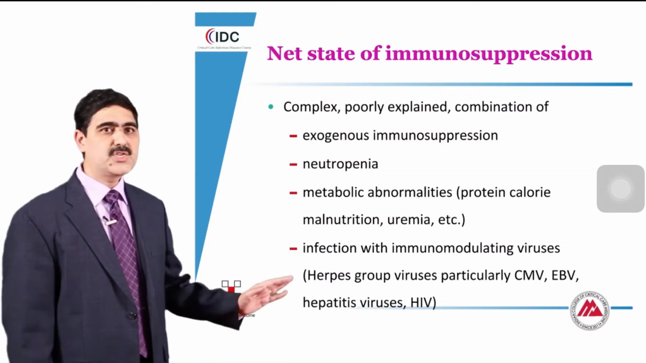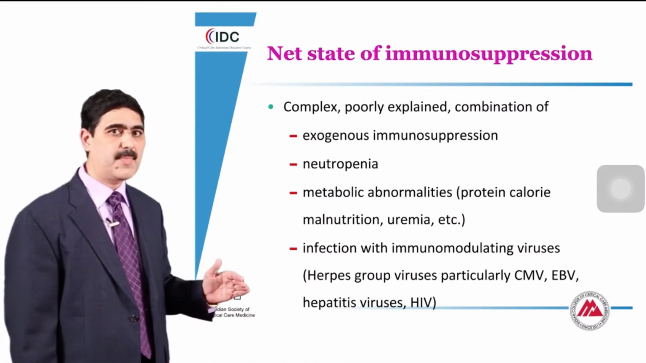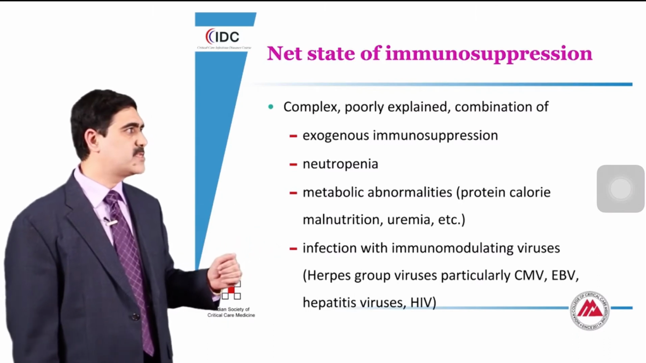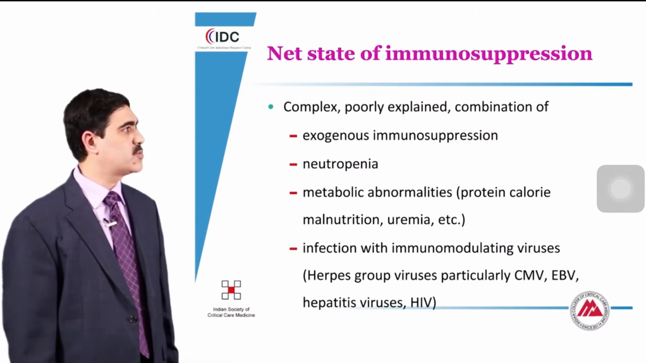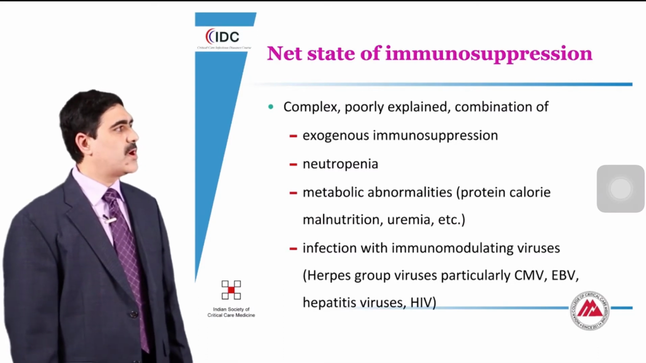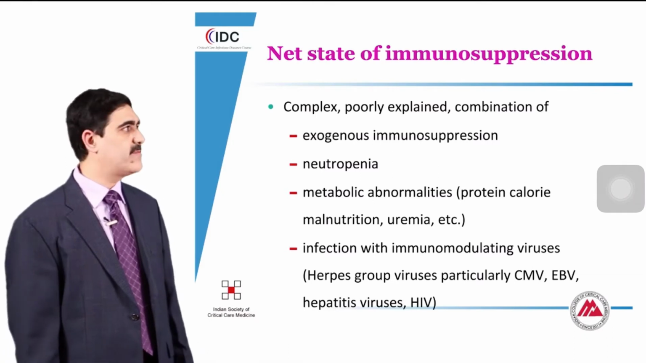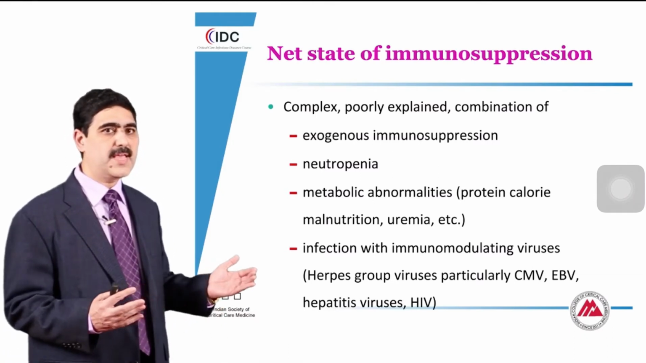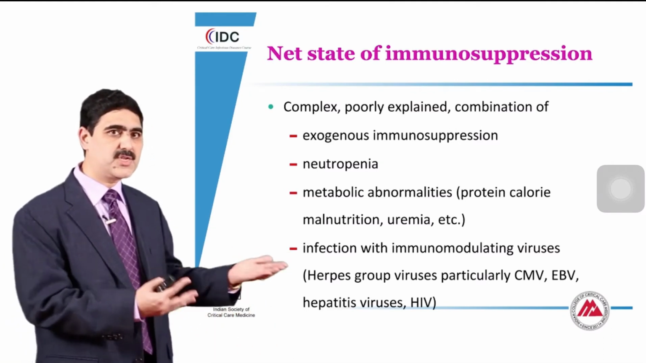Now, I did mention the term net state of immunosuppression, which is something we need to keep in mind while evaluating these patients, thinking how significant is their immunosuppression to be leading to an infection. So, this is a concept that's kind of complex, probably not very well explained, but we need to think of this as a state which combines all states of immunosuppression in these patients.